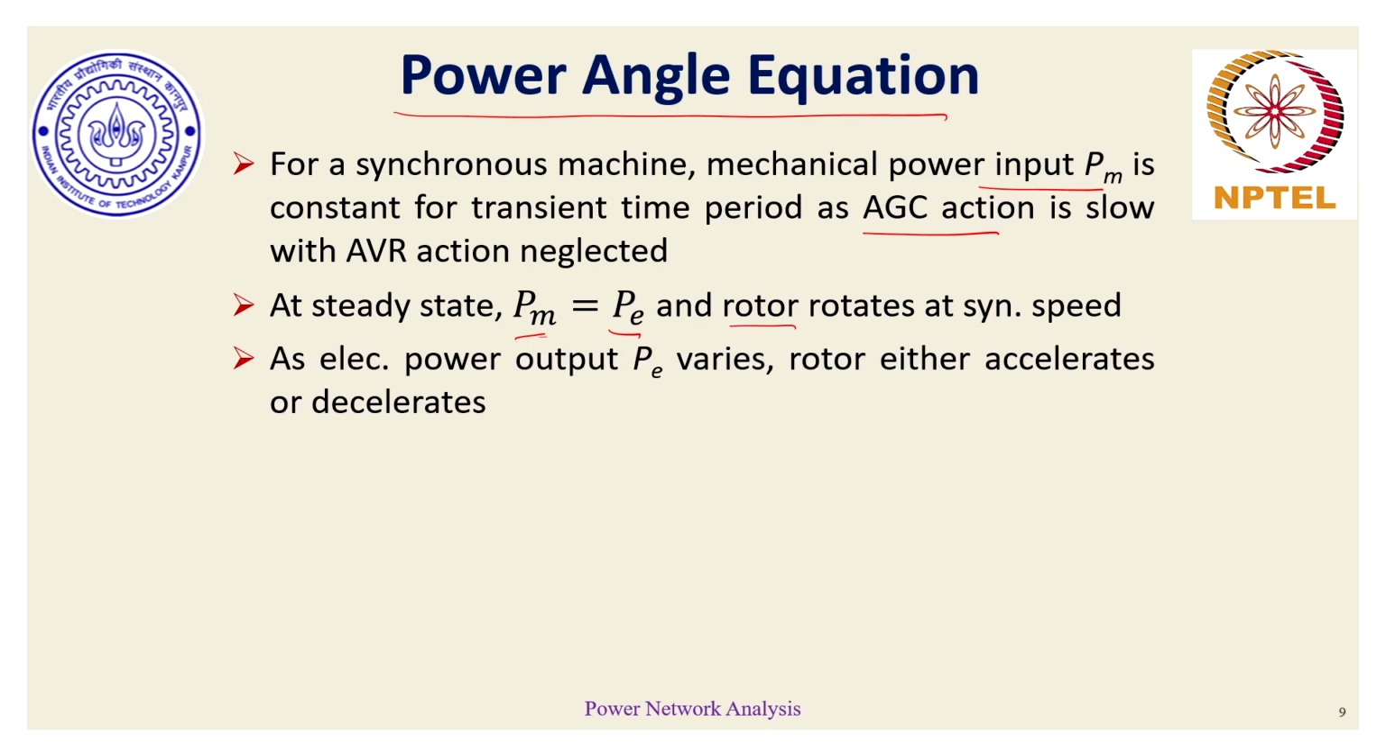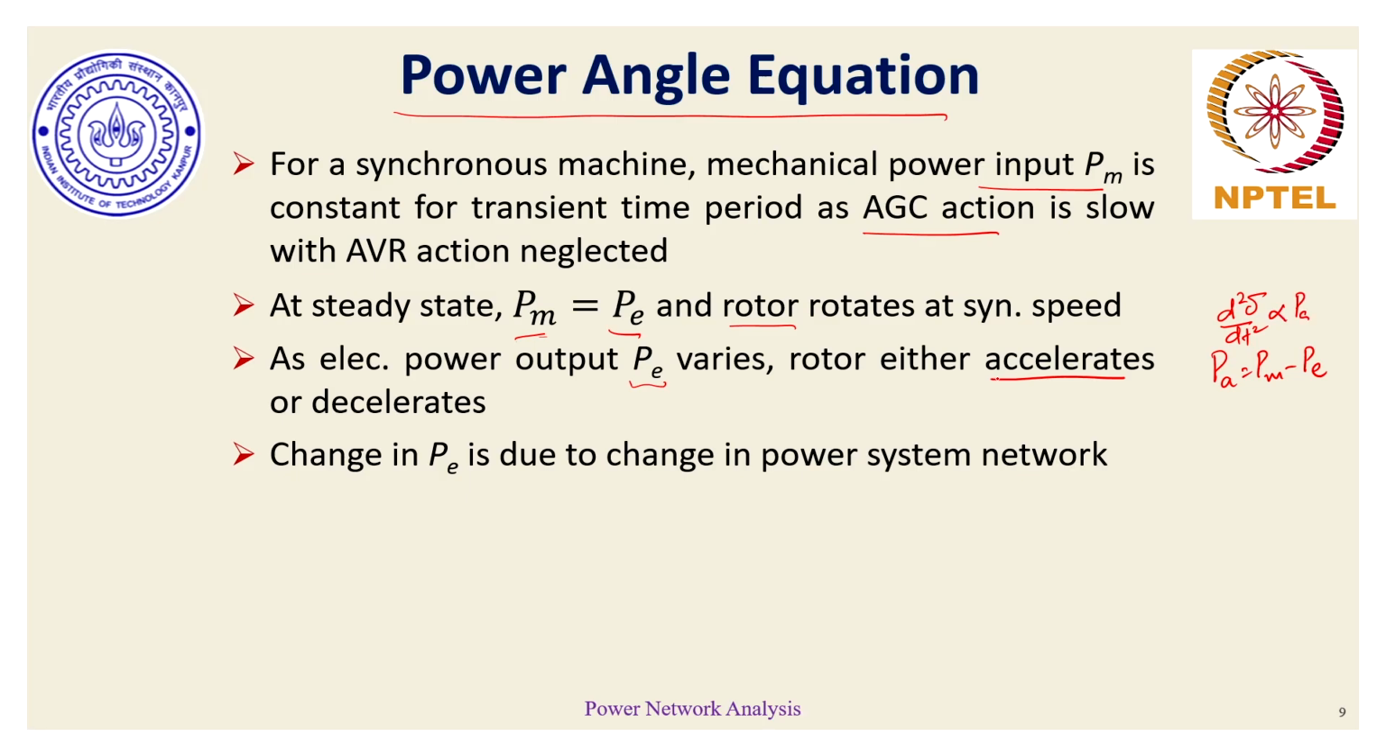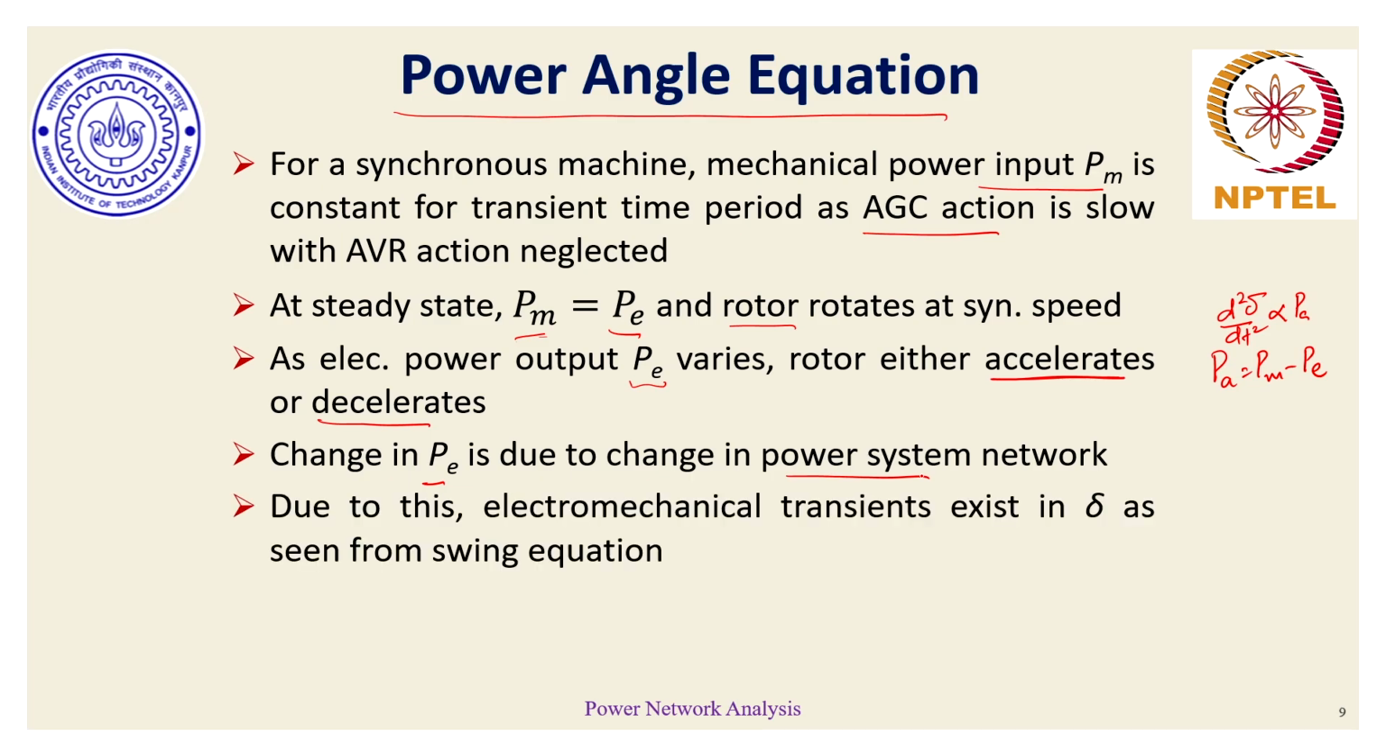As disturbances happen, specifically electrical disturbances, the electrical output power would vary, which would lead to a non-zero value of the acceleration power irrespective of Pm remaining constant. If Pa is positive, the rotor would tend to accelerate, because d squared delta by dt squared is proportional to Pa. Positive Pa, rotor would accelerate. For negative Pa, rotor would decelerate. And this change in electrical power, as I mentioned, is due to disturbances happening in the power network, because of which the electromechanical transients would exist in terms of variations in rotor angle with respect to time, also known as the swing curve.